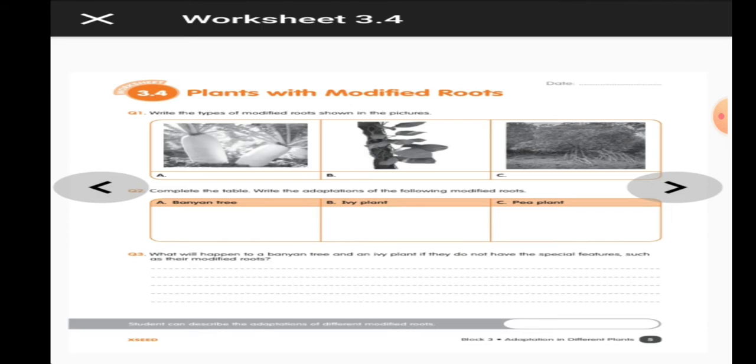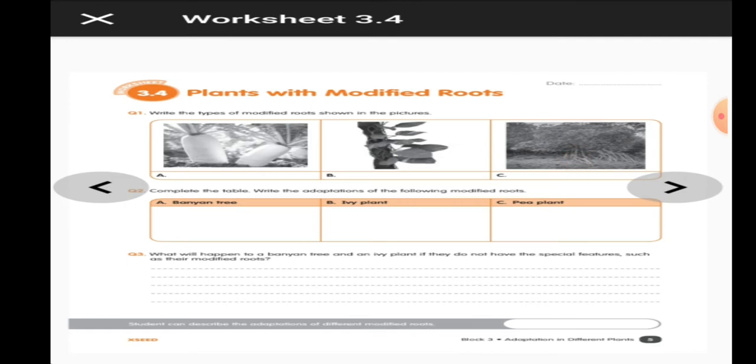Now the second one is the money plant. There the modified root is the climbing root. The third one is banyan. It's a prop root. So here you are going to write: storage root, climbing root, and prop root. Okay.